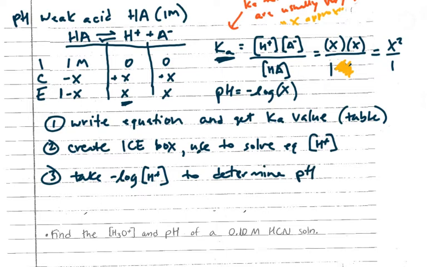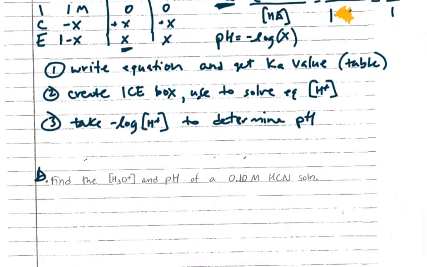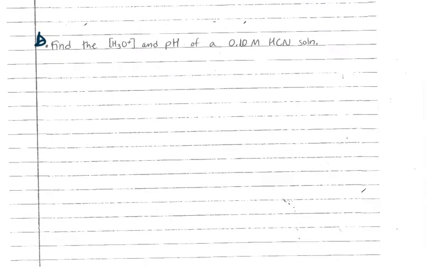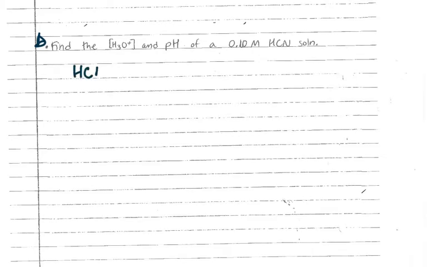All right, so now let's try a practice problem. It says find the hydronium ion concentration and pH of a 0.1 molar HCN solution. So the first thing I want to do is write out the equation. HCN is a weak acid. That means it's going to partially dissociate into H+, and the A-, the negative ion, is just going to be what's left, the CN-.